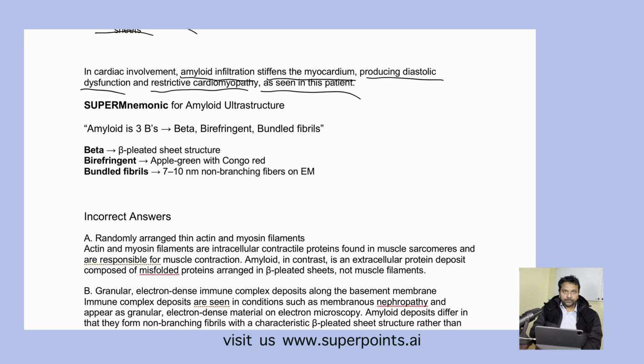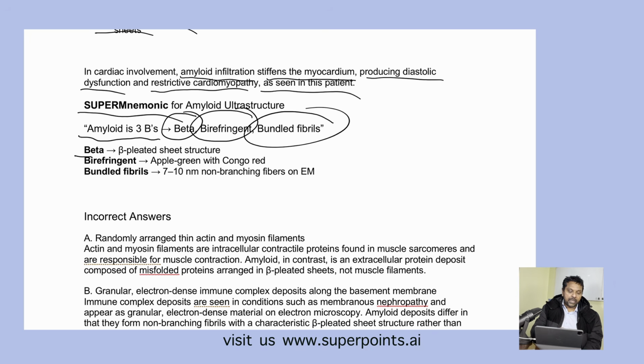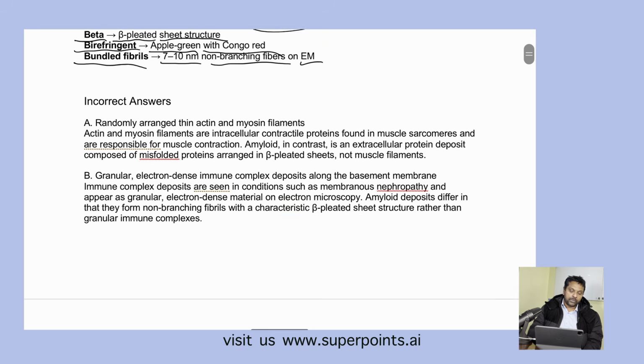How do you remember? So the super mnemonic here is amyloid is 3 B's. Remember like that. It is beta, birefringent, bundled fibrils. Beta is for beta pleated sheet structure. Birefringent is for apple green with Congo red. Bundled fibrils, 7 to 10 nanometers, non-branching fibers on electron microscopy.